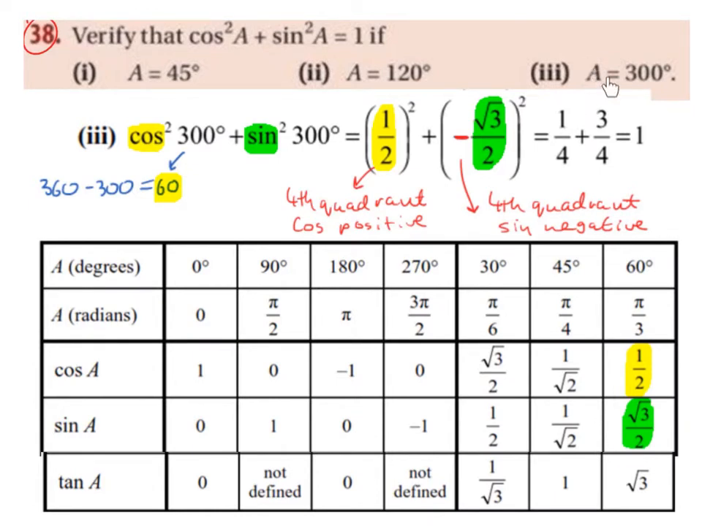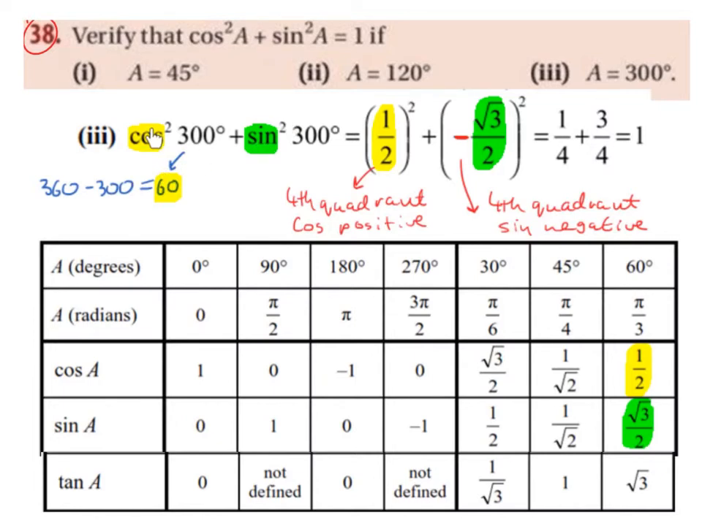And now we're going to let A equal 300 degrees. So cos squared A becomes cos squared 300 degrees. And sine squared A becomes sine squared 300 degrees. So 300 degrees lies in the fourth quadrant. So we're going to say 360 degrees minus 300 degrees is 60 degrees. So we're going to have cos squared 60 and sine squared 60.